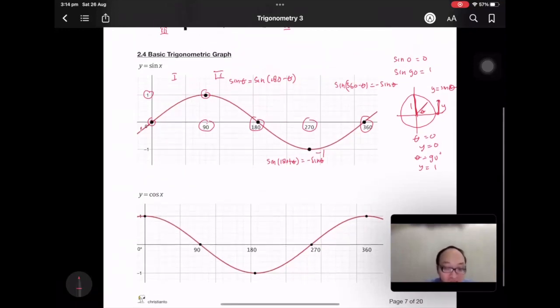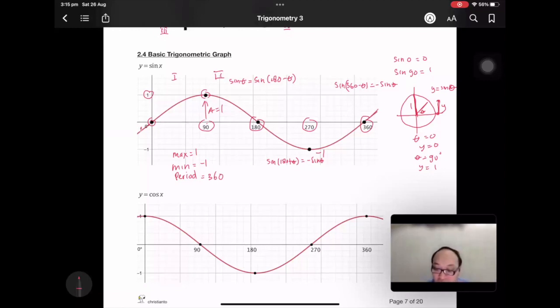So from this, we can see for sine, it has maximum 1, minimum also negative 1. The amplitude is 1, and the period is 360, because after 360, it will repeat the pattern again. So we can say that sine has a period of 360 degrees, because every 360 degrees, it will repeat the values. That's for sine.